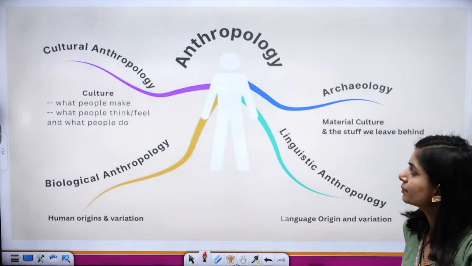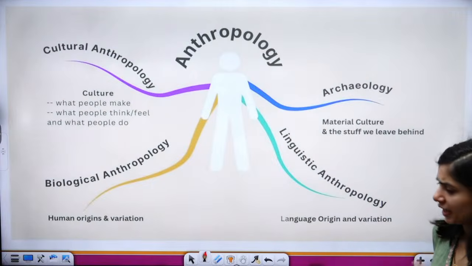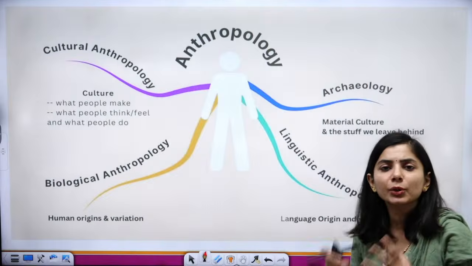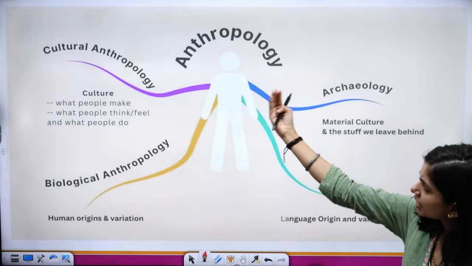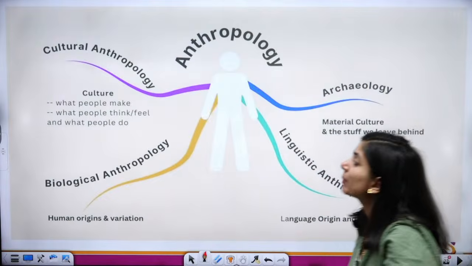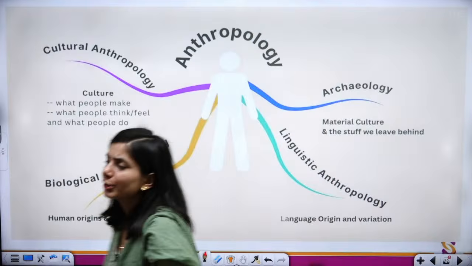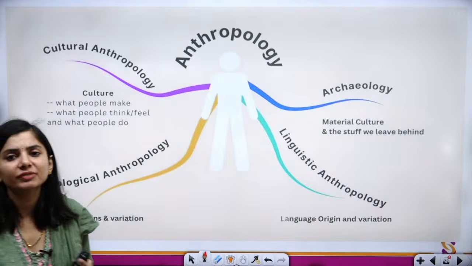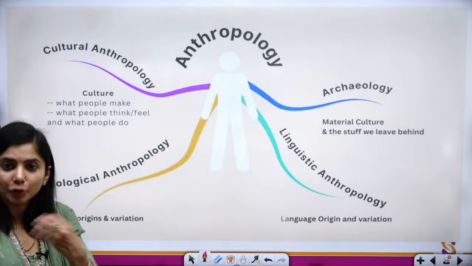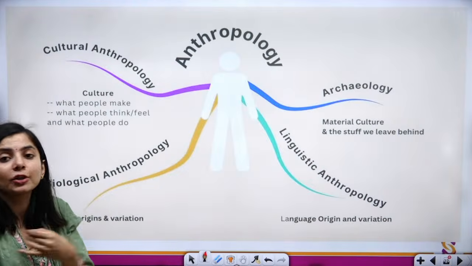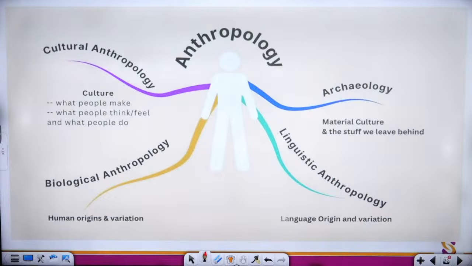Okay, now anthropology, if you have to understand it, in this part we are going to study four basic aspects. Cultural anthropology means what people make, what people think, what people do in terms of culture, because culture is the first unit related to the human being, as they are part of the society. So as human beings are part of society, you can understand that culture is the one which is helping them to integrate.